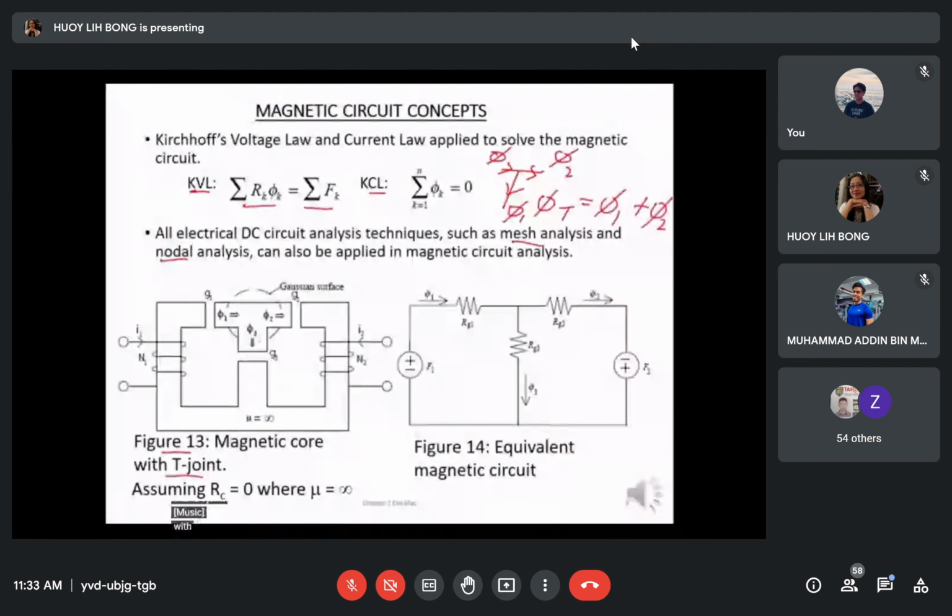As you can see, we have I1 flowing in the coil N1 and I2 flowing in the magnetic winding N2. Assuming that the magnetic core structure has infinite permeability, hence the reluctance of the core will be 0, or it will be neglected, and we will be left with the reluctance of the air gap as seen.